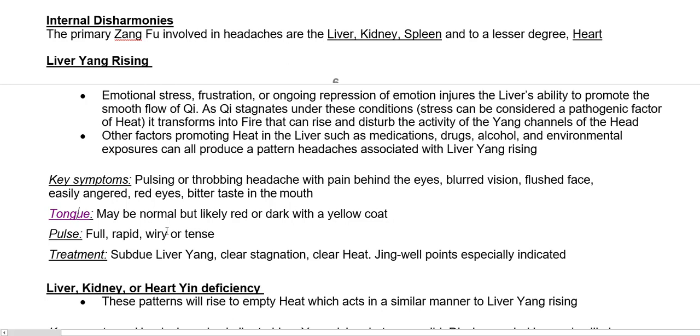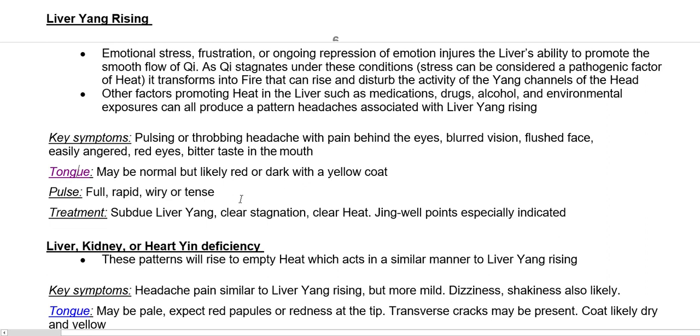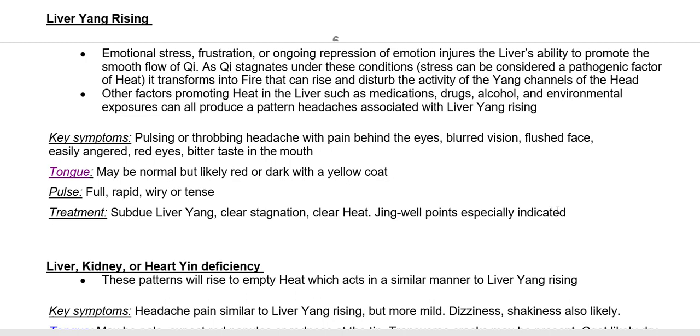Next time you see someone who has an acute headache, check the pulse, because you'll notice some things you don't normally see if you just check otherwise healthy people. Treatment: treat the liver. Subdue liver yang, clear stagnation, clear heat. A lot of our Jing Well points, the points usually at the tips of the fingernails and toenails, are especially indicated for clearing heat. I also like to add in some auricular acupuncture here because I find this particularly useful.